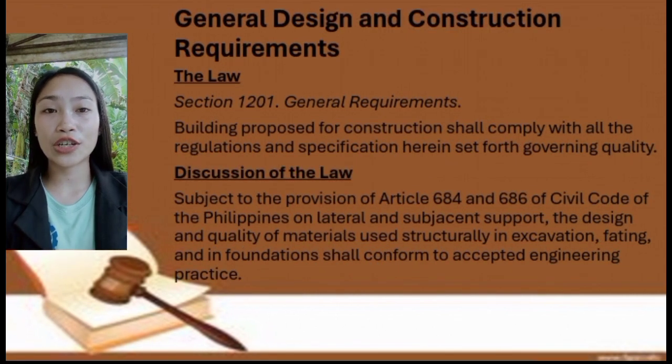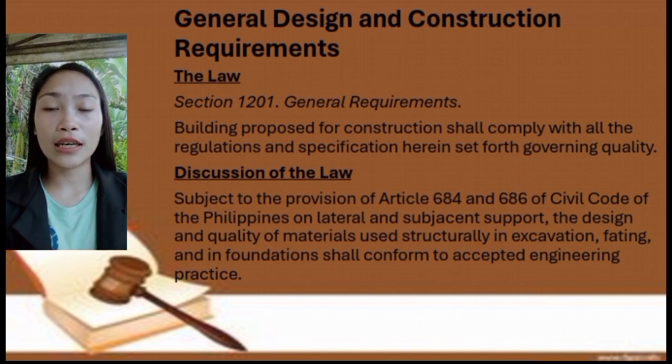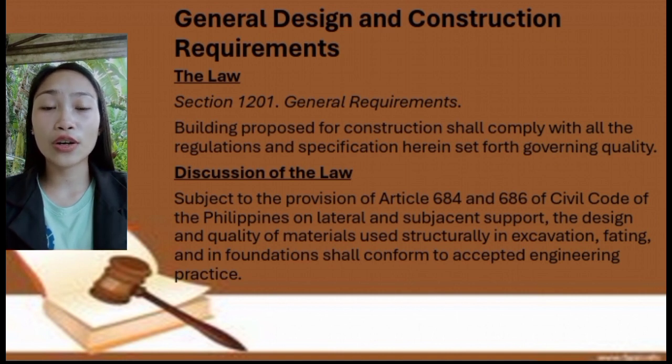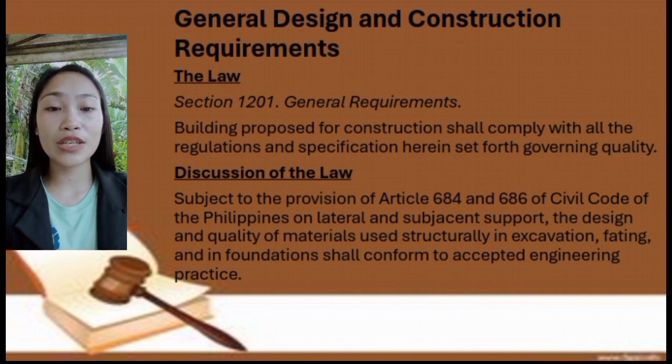General design and construction requirements. So the law, Section 1201, general requirements. Buildings proposed for construction shall comply with all the regulations and specifications herein set forth governing quality. Discussion of the law. Subject to the provisions of Article 684 or 686 of the Civil Code of the Philippines on lateral and subjacent support, the design and quality of materials used structurally in excavation, footings, and in foundation shall conform to accepted engineering practice.